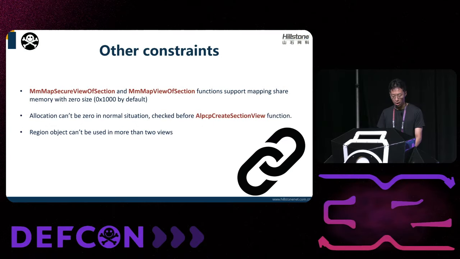There will still be many questions for you. As you saw on the previous page, the region allocation size is zero, so can you still change the content of the shared memory? Yes, because the map view function supports mapping a size of zero, you are allocated one page by default, so we don't need to worry about it. And second, if the map view function can accept zero size, why don't you pass zero size? Because it's unacceptable; there's a check before the create section view function allocates the view. The region object can also be used in more than two views, but that's a situation I've never encountered until now.